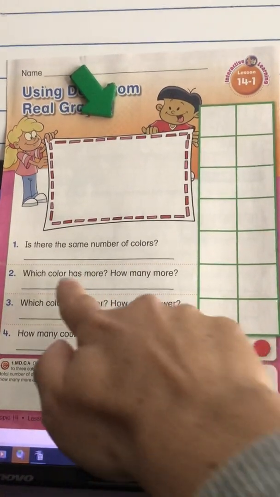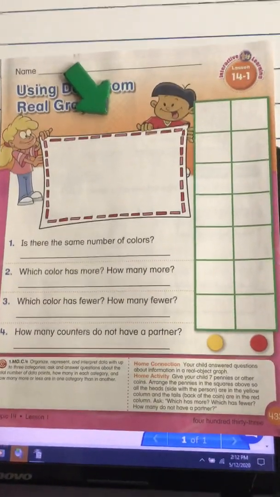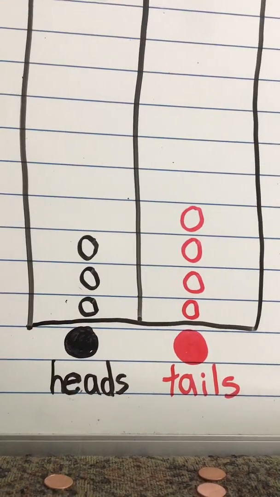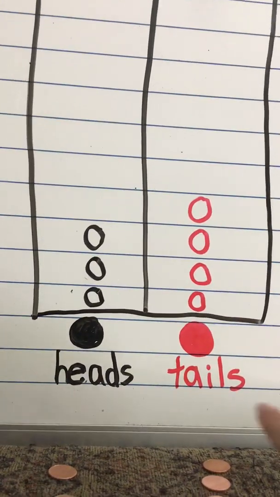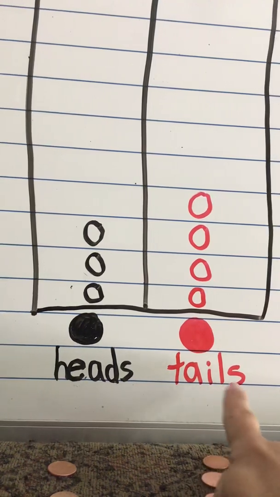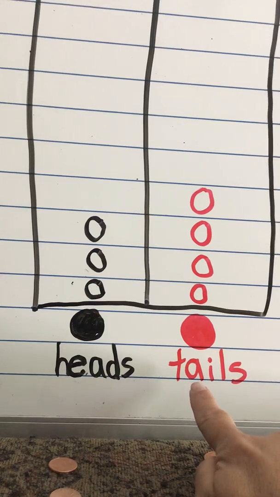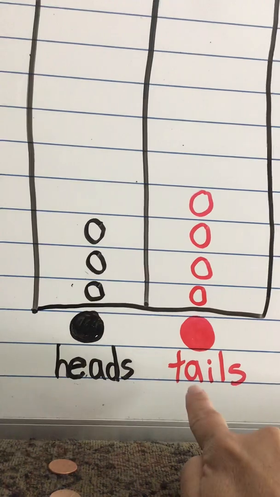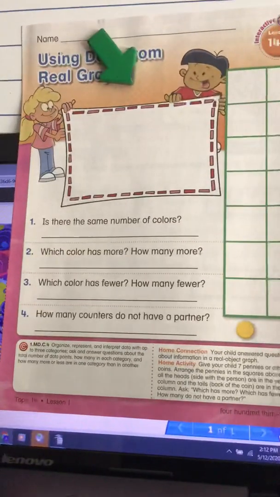Down below, which color has more? All right, so a little tricky here. Which one had more? It says color. For us, we did heads and tails. The tails had more. So you are going to write that word on the line, T-A-I-L-S. Remember A-I, when two vowels go walking, the first one does the talking, so we hear the A sound. Tails had more. So we're writing that word, tails, on the line for number 2.